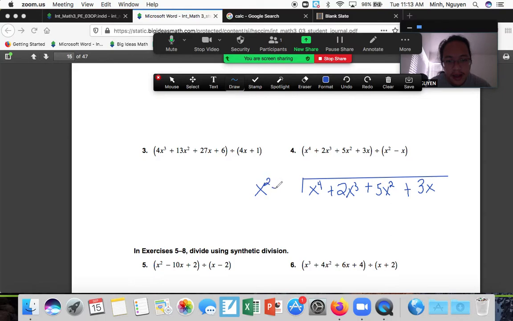So again, name of the game is divide, multiply, subtract. If you're kind of robotic about it, or like your process or your steps, that's what it'll be like. So x to the 4th divided by x squared. So there's divide. I'm going to go ahead and multiply. So x squared times x squared is x to the 4th. X squared times negative x. Do not forget to account for that sign, whether it's positive or negative. X squared times negative x is negative x cubed. And then I'm going to go ahead and subtract.